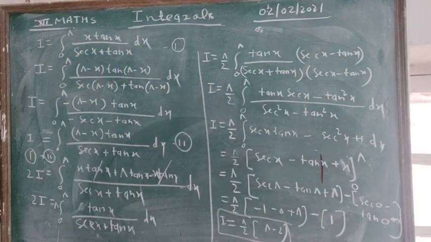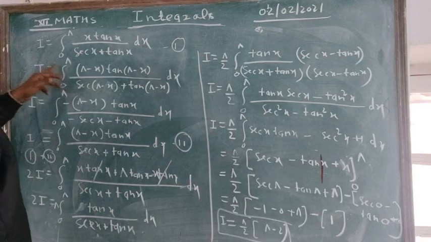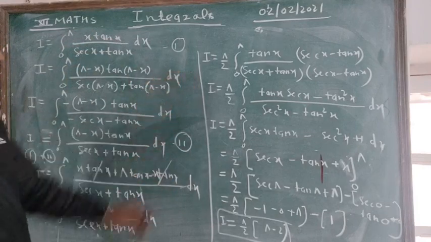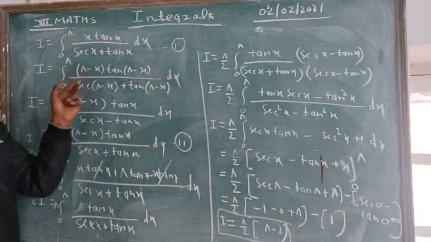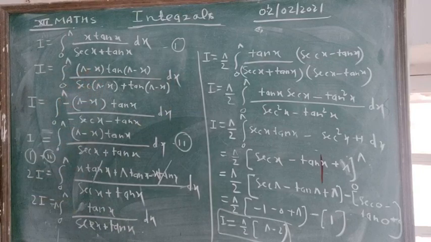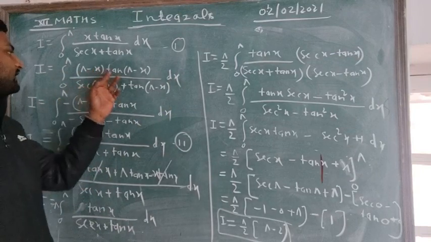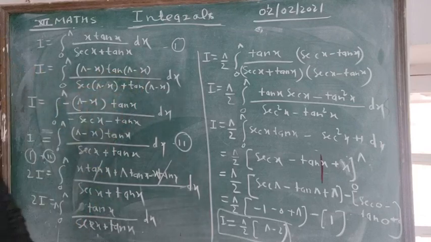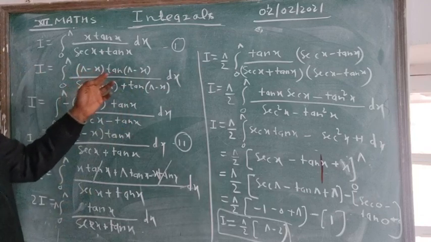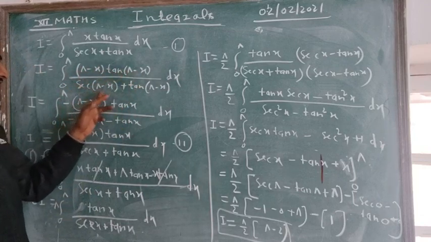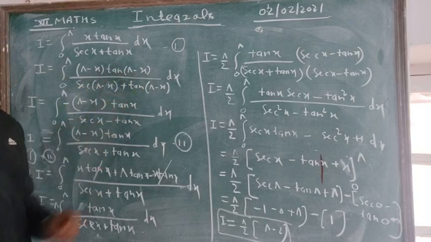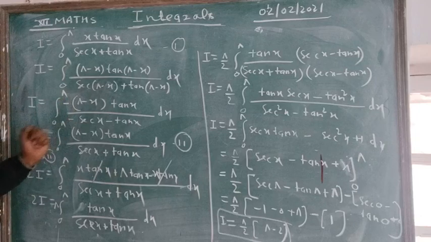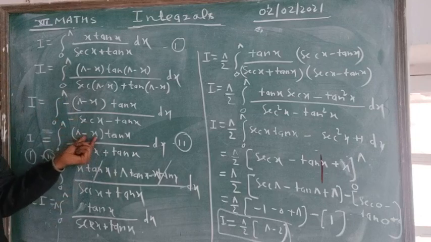Okay, so let's see once again students what we have done. Our integration is 0 to pi of x tan x by sec x plus tan x dx. This is our first equation, and using the properties we can write I as 0 to pi of (pi minus x) tan(pi minus x) by sec(pi minus x) plus tan(pi minus x) dx. And students, we know that tan(pi minus theta) is minus tan theta, sec(pi minus theta) is minus sec theta. So we see the minus sign is in the numerator and denominator both, so we cancel it and write this term.